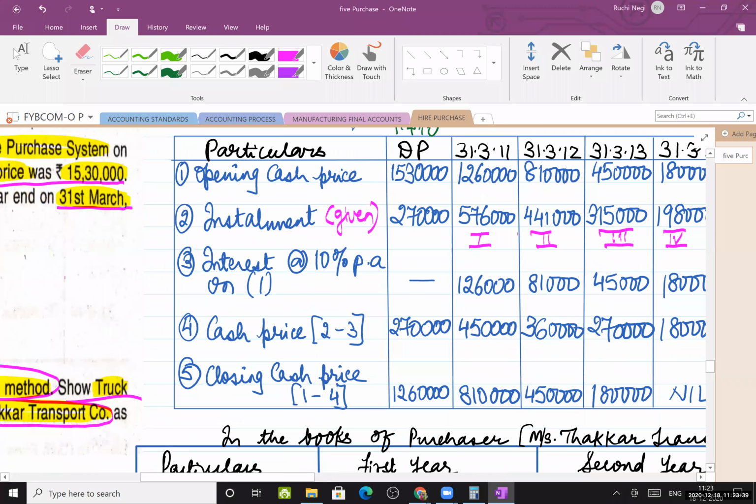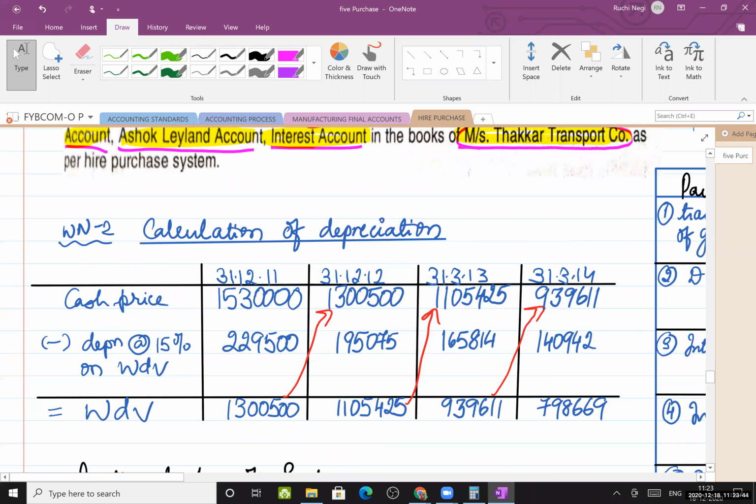Next we will make the depreciation table. Here it is necessary because the straight line method is not given, the diminishing value method is mentioned. Okay, so obviously it will be made for 4 years: first year, second year, third year and the fourth year. Cash price is nothing but your cost price of the asset. Cost of the asset less depreciation will give you WDV.